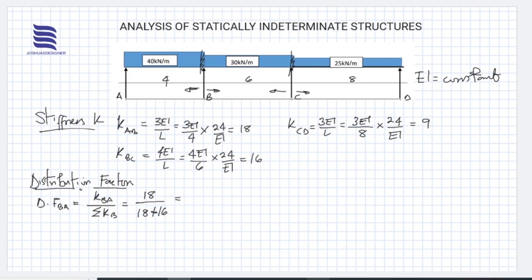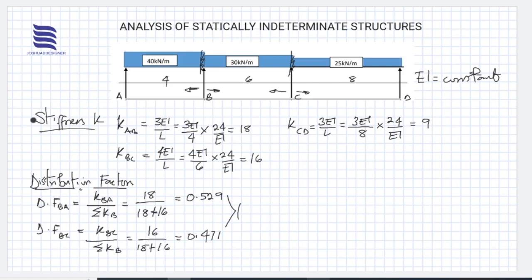So we have 0.529. So the distribution factor for BC will be stiffness BC divided by the summation of stiffness at B still. So that will be 16 over 18 plus 16, and that automatically will give 0.471. There is something that would make you understand that you have done the correct stuff. It's just that the summation of your distribution factors at any joint should be equal to 1. And that's how we have this value, right?